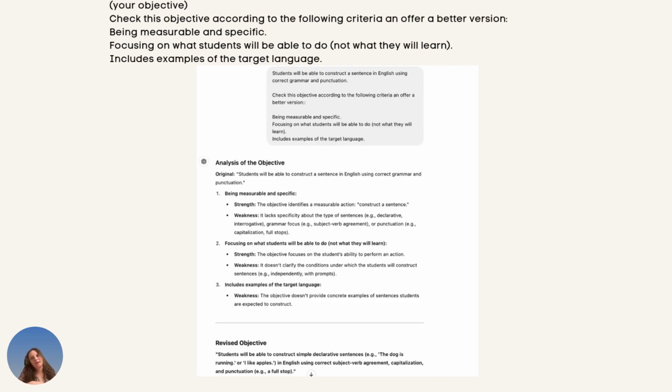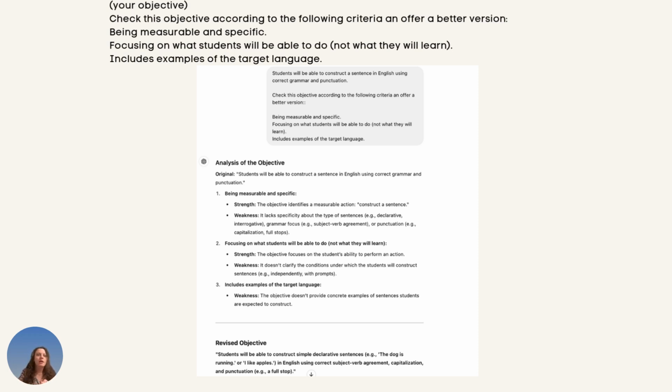And AI can also help you check aims you have already written or it has already written. As you know, good objectives usually follow some important principles like being measurable, being specific, focusing on what students will be able to do. Maybe it can include some examples from the target language, and usually they start with by the end of the lesson. So you can ask AI, giving a prompt, whether your aims meet these standards or not. And AI can suggest changes as well.